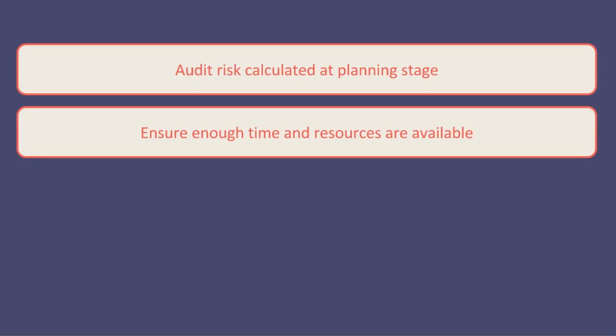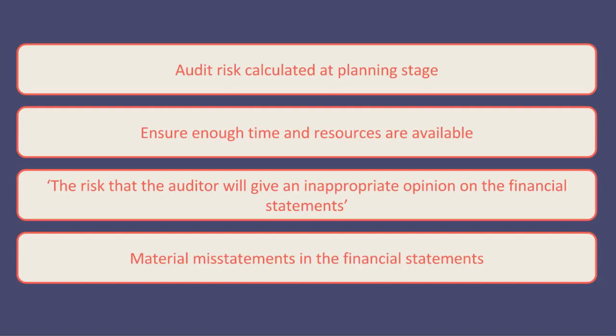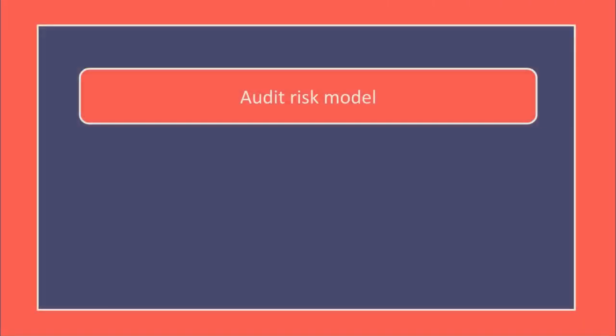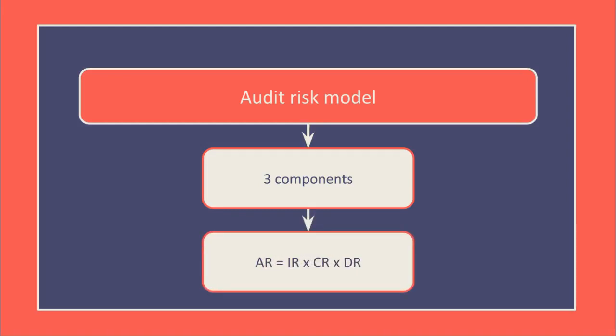The definition of audit risk is the risk that the auditor will give an inappropriate opinion on the financial statements. For example, there could be material misstatements in the financial statements and the auditor has stated the accounts are true and fair. Auditors have an audit risk model that they can use to consider all risks associated with the audit. The model breaks audit risk into 3 components and is presented as AR = IR x CR x DR, with AR standing for audit risk.